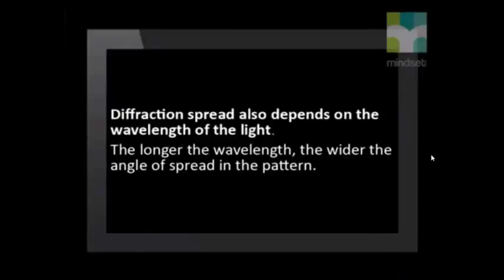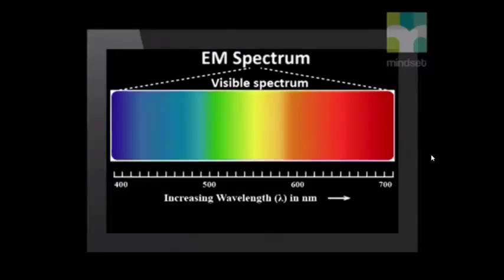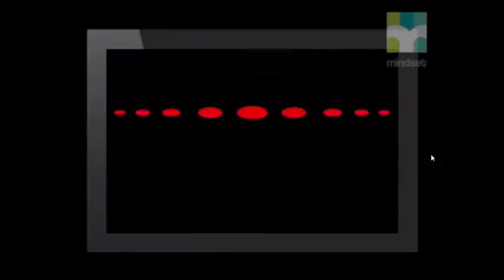But the angle of spread does not depend only on the width of the slit. Each color of light has a different wavelength. Well, we find that the spread of the diffraction pattern depends on the wavelength of the light also. You will remember from the electromagnetic radiation lessons that the visible spectrum of light ranges from red to blue and violet. Red light has a longer wavelength than blue light.